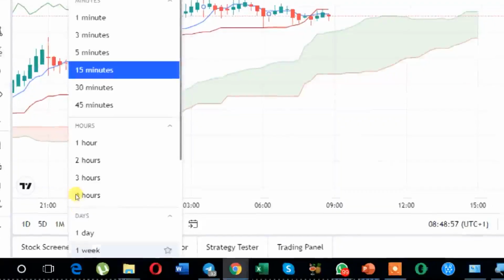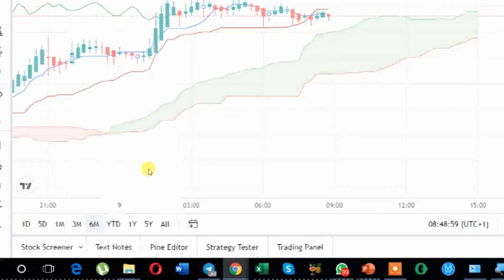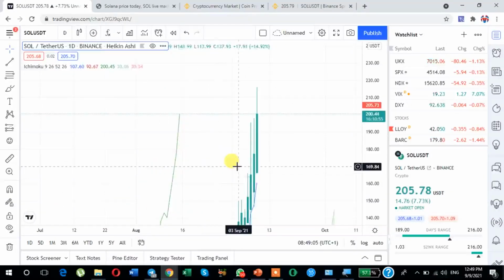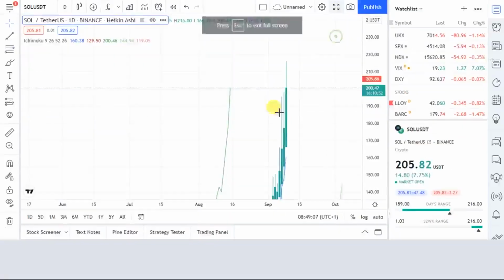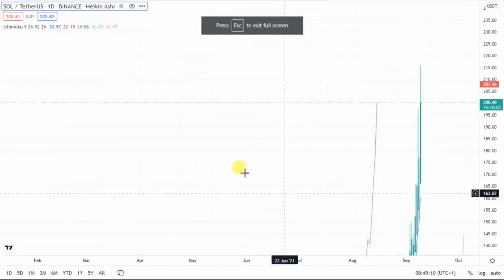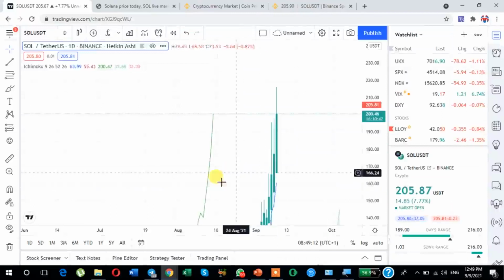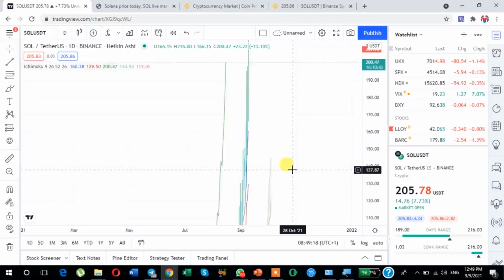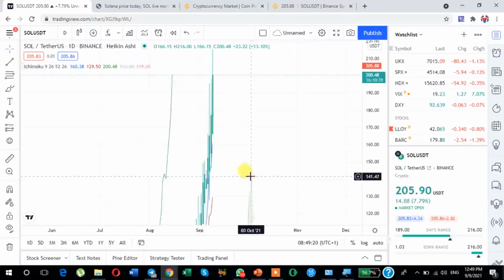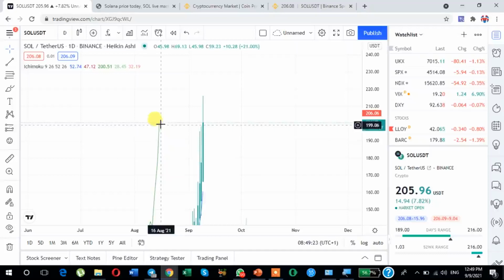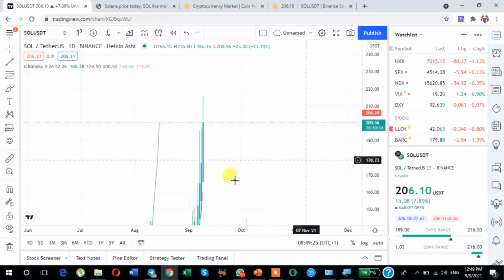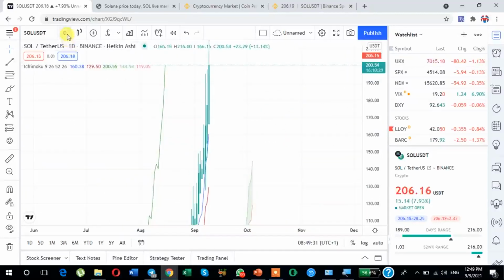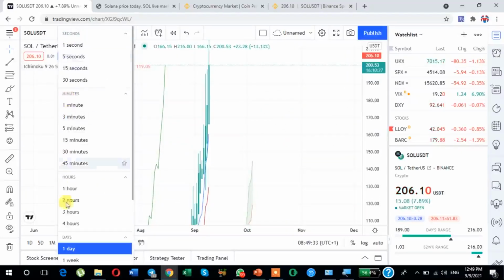Again click here and see 1 day. As you will see here, on the 1 day time frame the market is going up. It's also going up on the 1 day time frame, but it's for long-term traders.